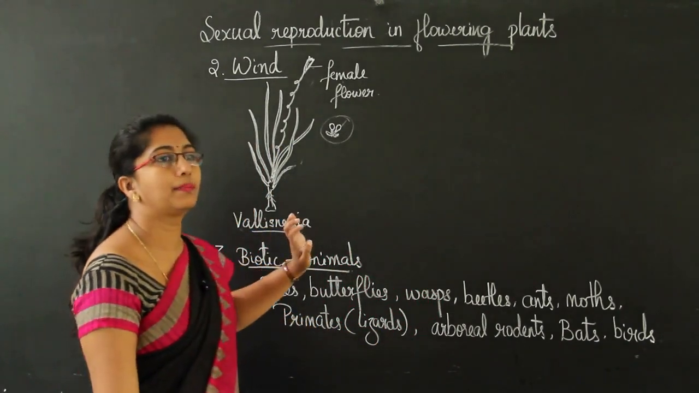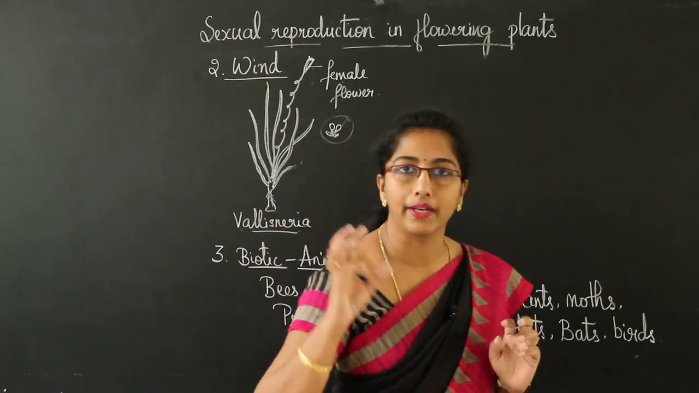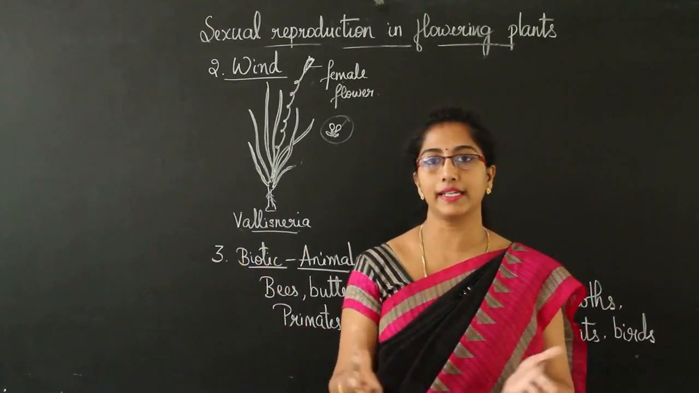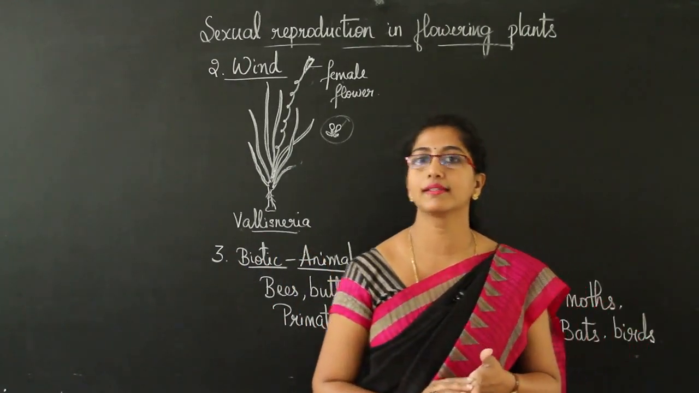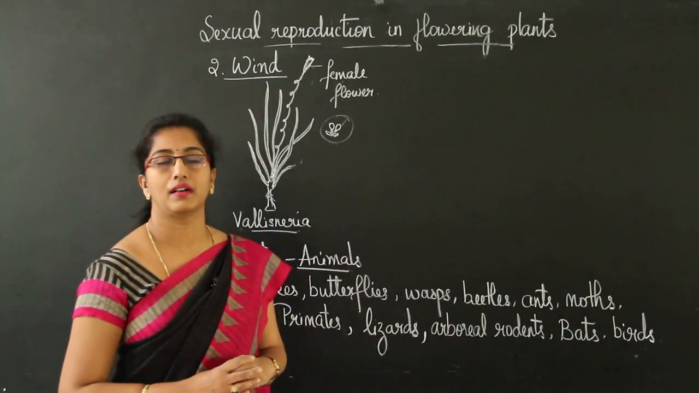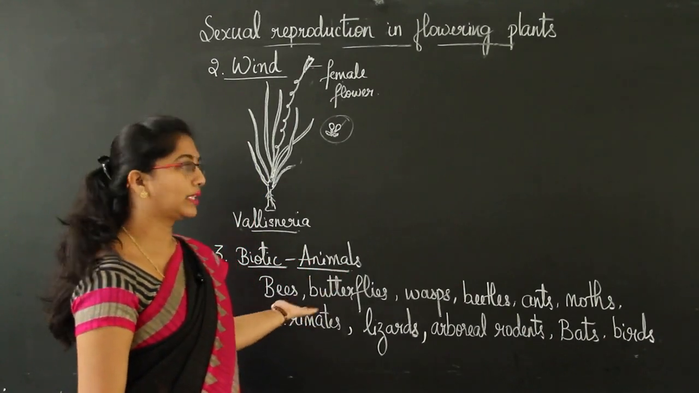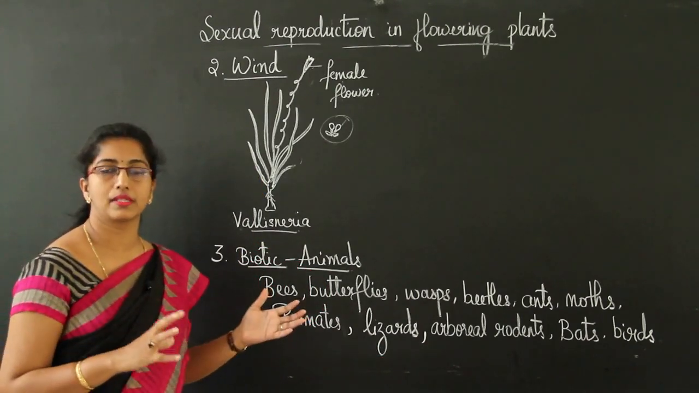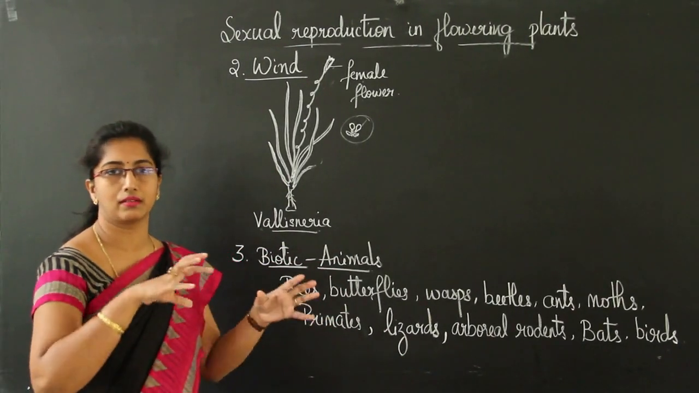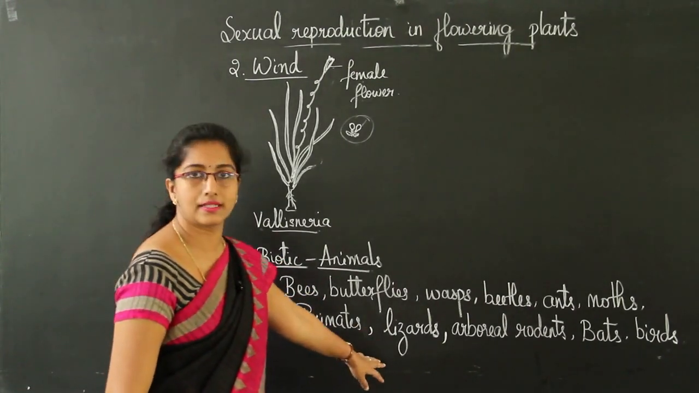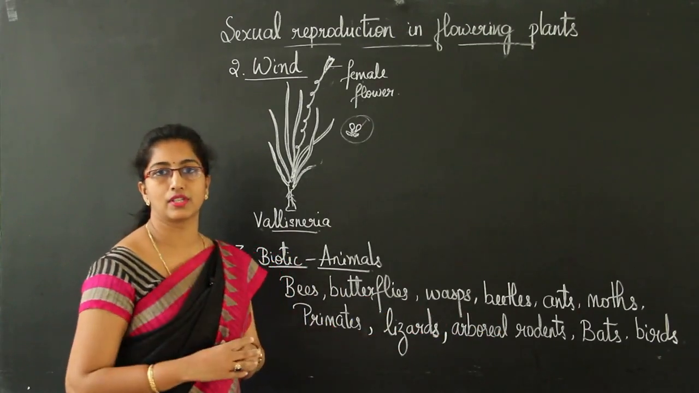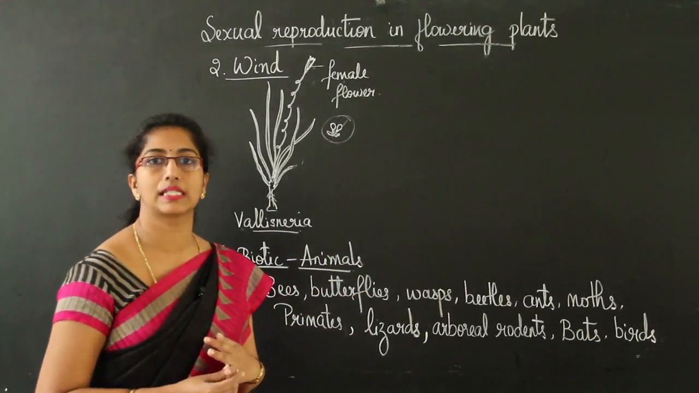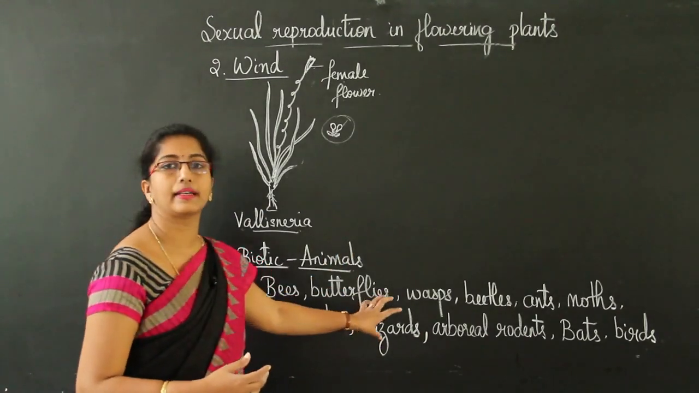That is biotic. I told you that the majority of flowering plants depend on a biotic agent for pollination, mainly animals. When we say animals, it includes varieties of animals. It may be bees, butterflies, moths. Many animals help in pollination. The larger animals also, like some of the primates, like lemurs which live on trees. Even some of the lizards, some of the rodents, that is arboreal rodents which live on trees, bats, and also some of the birds. Birds are usually tiny birds like hummingbirds and sunbirds. All these animals bring about pollination.